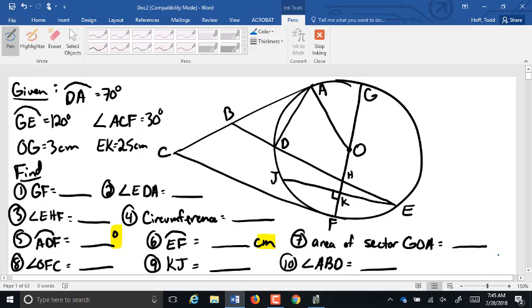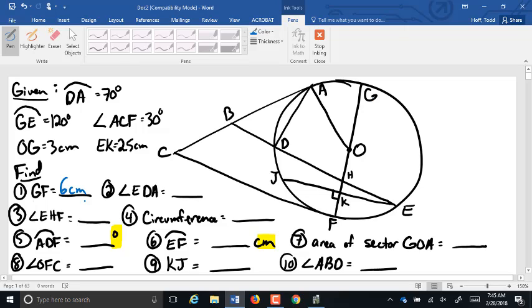Okay, there's a lot going on in this problem, and as we talked about yesterday, the hardest part is looking at the problem and separating out what you need to know for each piece and what you don't need to know. So let's look here. We're finding GF. GF goes all the way across. GF, in other words, is just the diameter. We're given OG is 3. GF is going to be 6 centimeters.